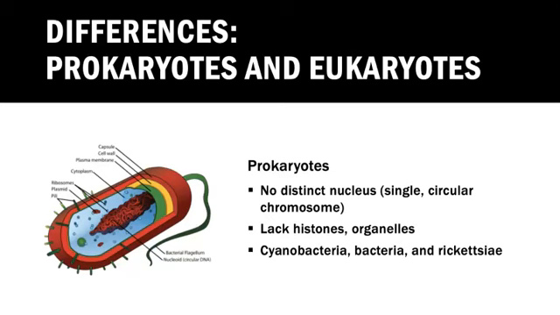The first thing we want to know is the differences between prokaryotes and eukaryotes. So our prokaryotes have no distinct nucleus. They're going to have their genetic information floating in the middle somewhere in an area that we call the nucleoid, and it's a singular, circular chromosome. We're also going to see a lack of histones and other organelles. We might have some, like these ribosomes and the cytoplasm, but we really don't have those membrane-bound organelles that we see in eukaryotes. Examples of prokaryotes would be cyanobacteria, bacteria in general, and rickettsia.